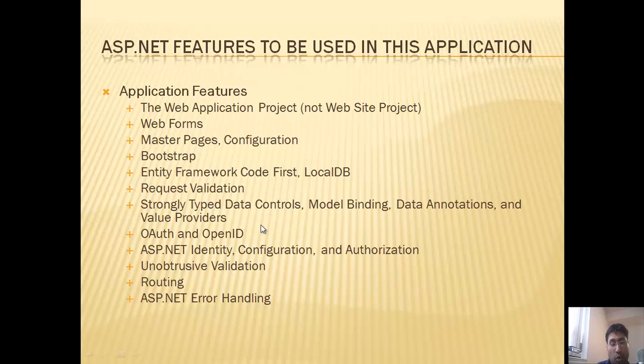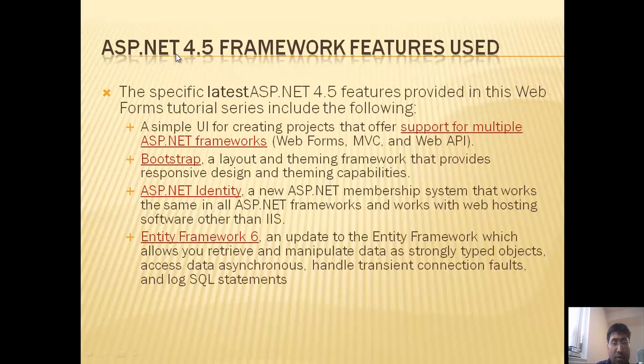We'll validate the user request and user data type. We'll be using controls for sure, but strongly typed data controls. So you have to set the control property in such a way that it can accept only a particular type of data. Authentication and OpenID: we'll be using this feature for the authentication. That means you can log in to this e-commerce system using third-party services like Facebook or Twitter. Error handling and some other basic steps will be there, and the 4.5 framework features will be used.